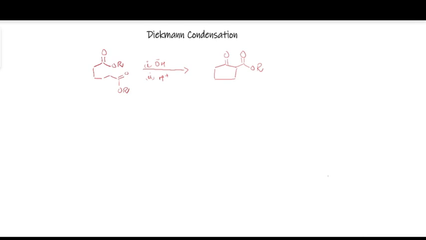Dieckmann condensation is the intramolecular condensation of esters to give beta-keto esters with the formation of a ring. In this video, we're going to talk about the reaction conditions and its mechanism. So let's begin.